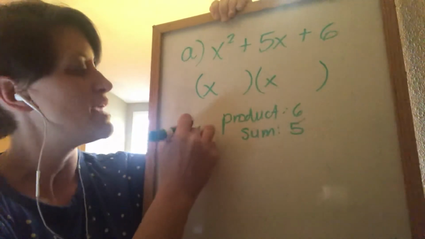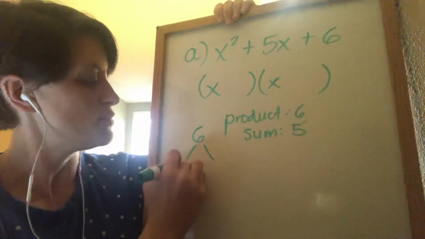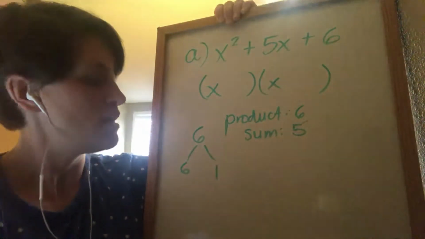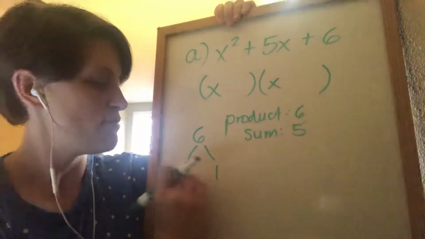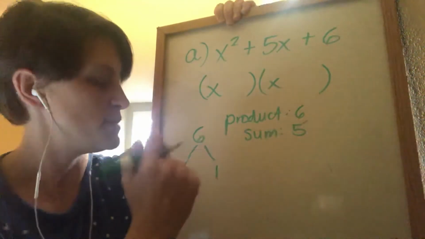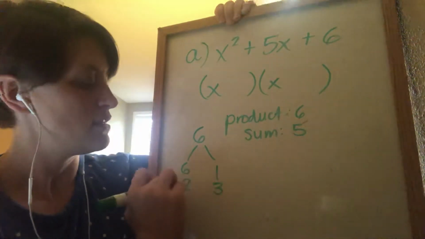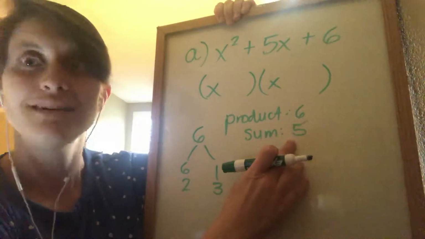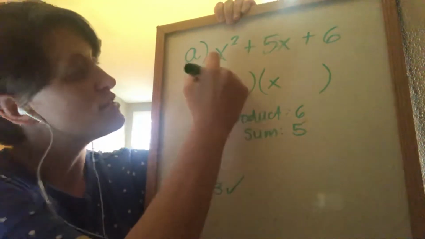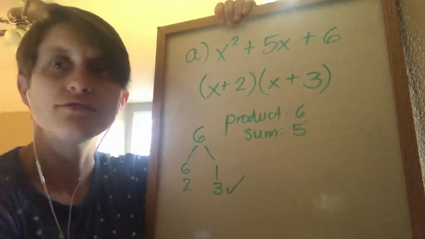So let's start looking at factors of 6. We'll start with the easy one, 6 and 1. These have a product of 6. Do they have a sum of 5? No, so we can't use those. Now let's look at the next ones, 2 and 3. They definitely have a product of 6. Do they have a sum of 5? Yes. So these are our two numbers that complete our factors.